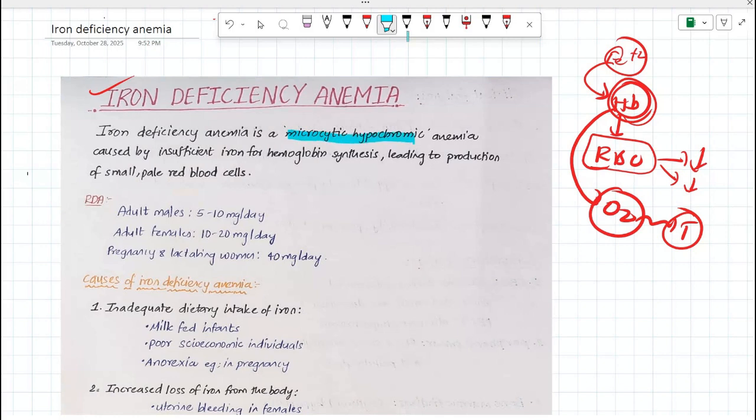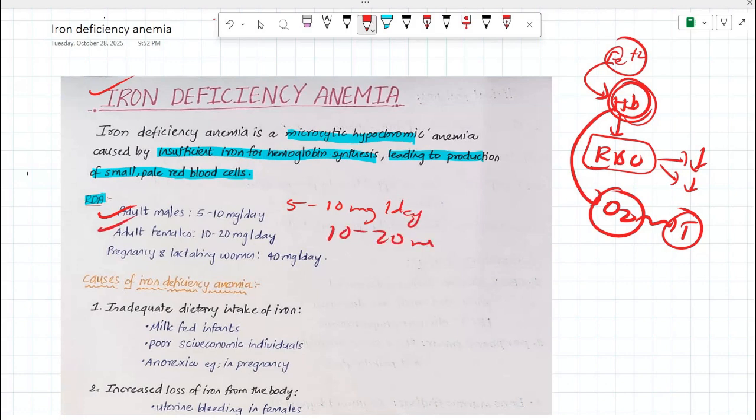So, iron deficiency anemia is caused by insufficient iron for hemoglobin synthesis, leading to the production of small, pale red blood cells. Now, what is the RDA of iron? The recommended daily allowance of iron. In an adult male, RDA is about 5 to 10 milligrams per day. In an adult female, it is about 10 to 20 milligrams per day. And when a woman is pregnant or lactating, the RDA goes up to 40 mg per day.